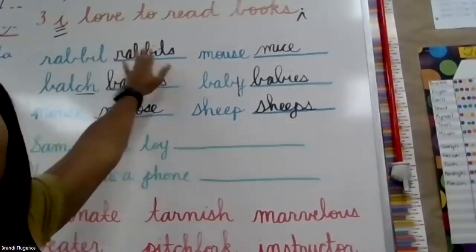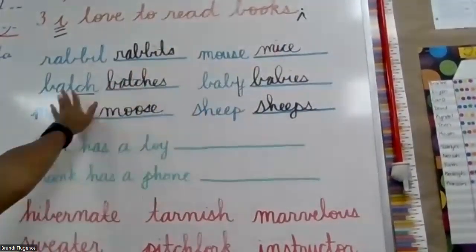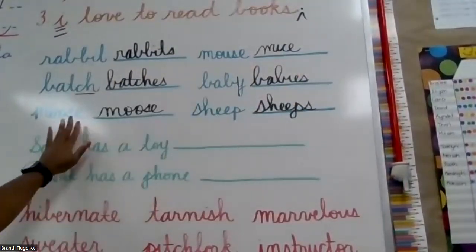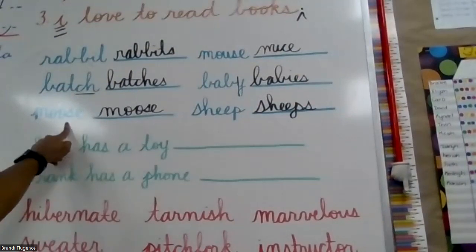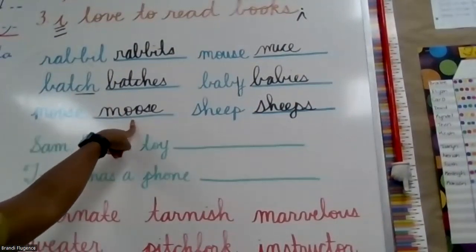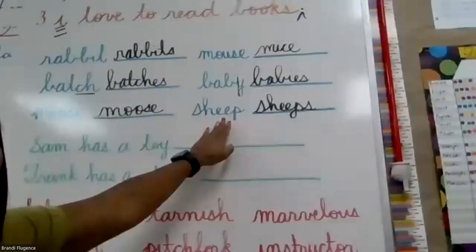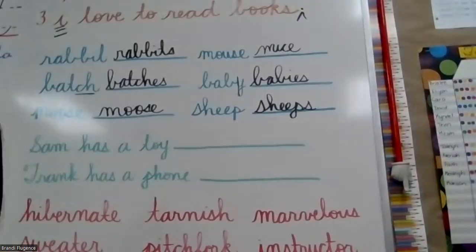So I was saying how we change the singular into plural. So rabbit becomes rabbits, mouse becomes mice, batch becomes batches, baby becomes babies. We know that already, but I talked about how some of the nouns will not change at all. Like moose, the plural is moose. They're the exact same. Sheep, the singular is sheep, the plural is sheep. Exact same. It does not change. So some of them, that's how they are. It will stay the exact same.